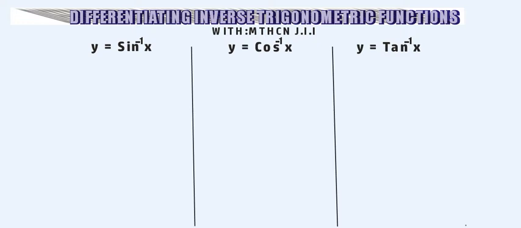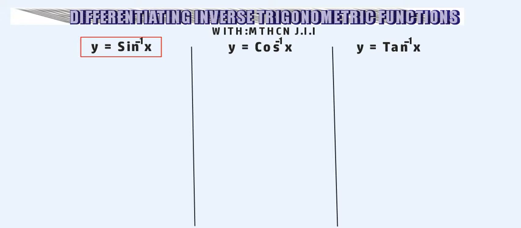Now on the board here we have examples like y equal to sine inverse of x, y equal to cos inverse of x, and y equal to tan inverse of x. So we're going to start with the first one, y equal to sine inverse of x. Now how do we differentiate, find the dy dx of y equal to sine inverse of x?